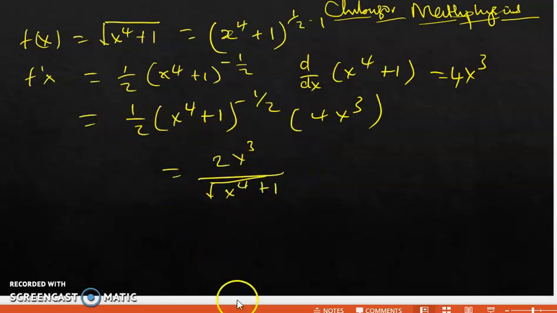What I did here is simply divide this by this, so that you will get 2x cubed instead of 4x cubed. Divide by what is inside, and this will be the derivative for this function.